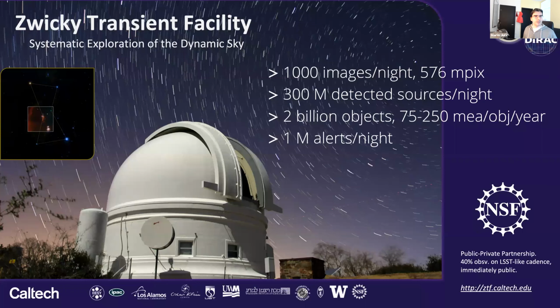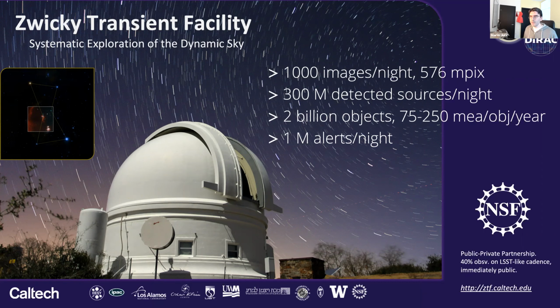So a quick introduction to ZTF. ZTF stands for Zwicky Transient Facility. It just entered the second phase. The tagline is really a systematic exploration of the dynamic sky. ZTF takes more than 1,000 images per night. There are hundreds of millions of detected sources per night.